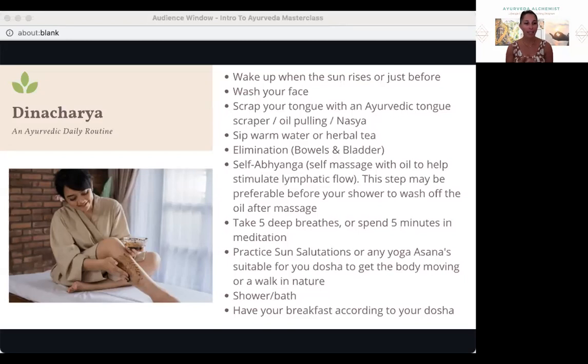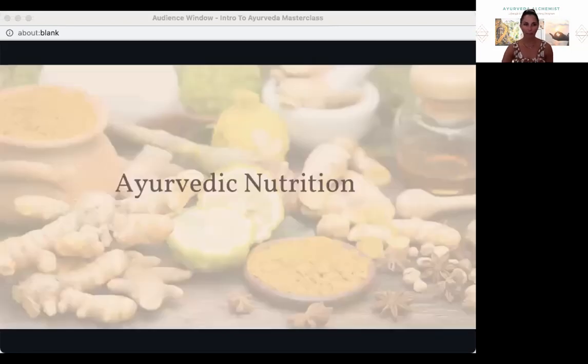You can practice some sun salutation, so any sort of yoga asana movements or any movement in the morning. I really prioritize movement in the morning. That is part of my daily routine, and I make sure that it happens. Then obviously shower and bath and have your breakfast according to your dosha, which then leads us into Ayurvedic nutrition.